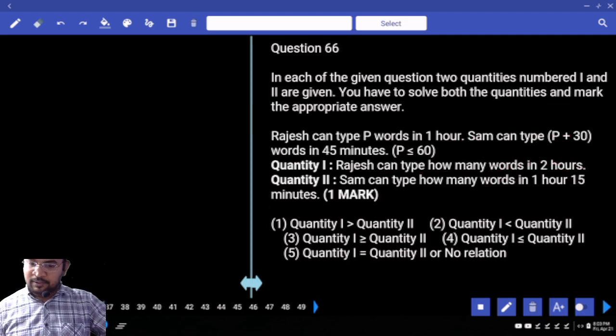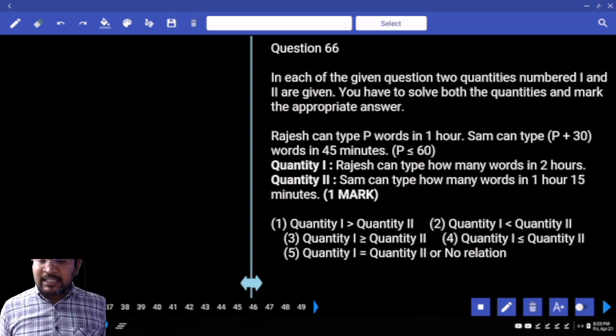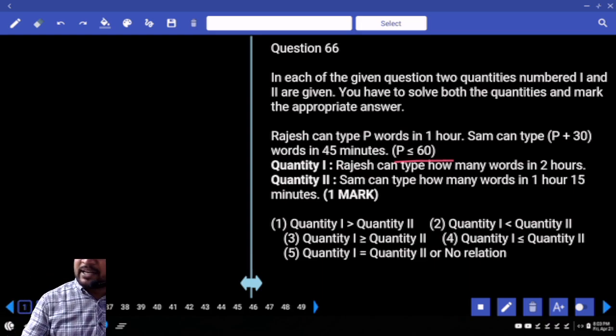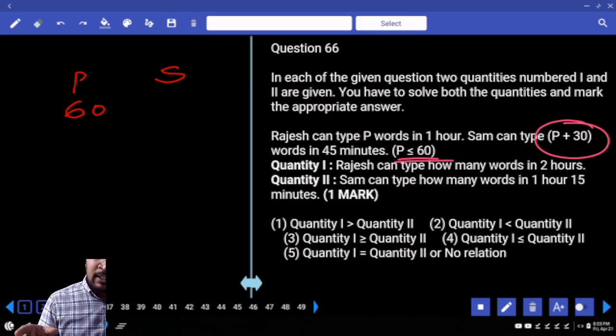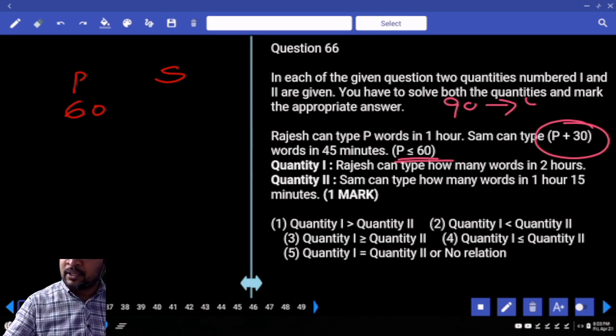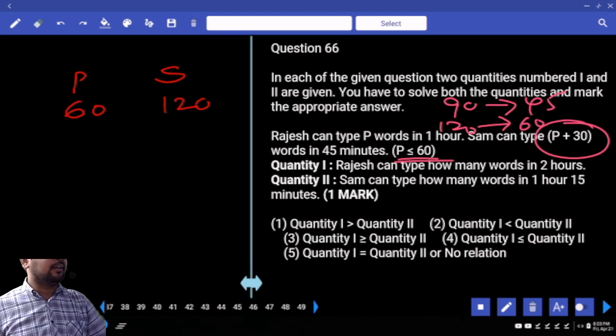Question number 66. Now, question number 66. Rajesh can type P words in 1 hour. Sam can type P plus 30 words in 45 minutes. That P, P is less than or equal to 60 na? That P I am going to assume as 60. Rajesh can type how many words, Nana? 60 words. Sam can type 90 words in 45 minutes. Then 1 hour, how much, Nana? 120 words na? Sam can type 120 words per hour. Here P I assume as 60.